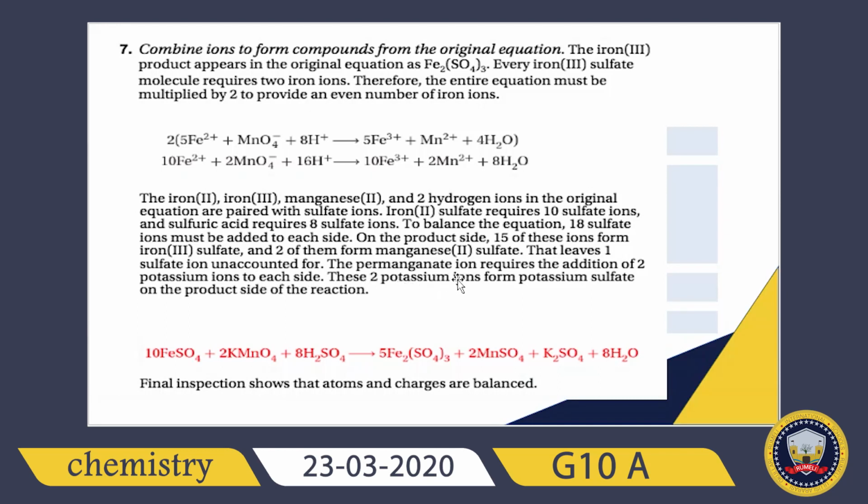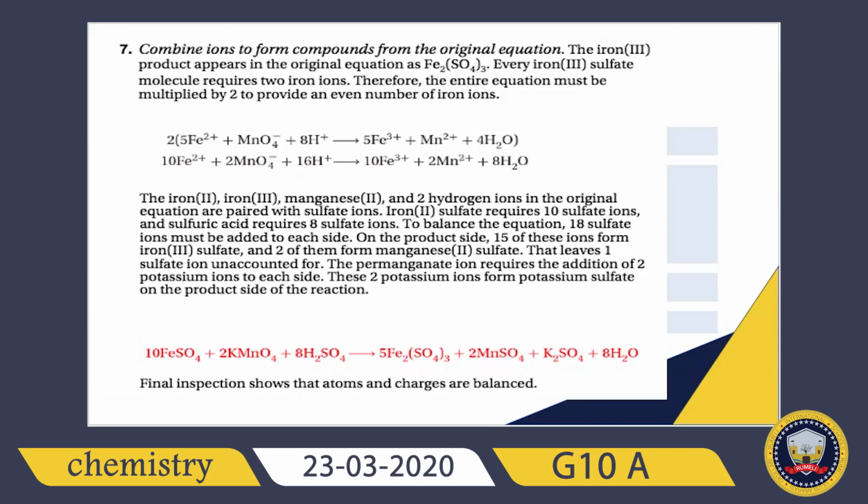Now, the permanganate ion requires the addition of 2 potassium ions to each side. These 2 potassium ions form potassium sulfate on the product side of the reaction. So then, after we combine, you will get 10 FeSO4 plus 2KMnO4 plus 8 H2SO4 yields the completion of the formula. Okay, no need for me to read everything.